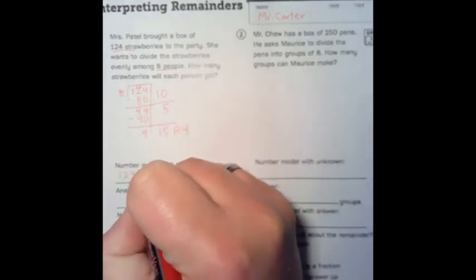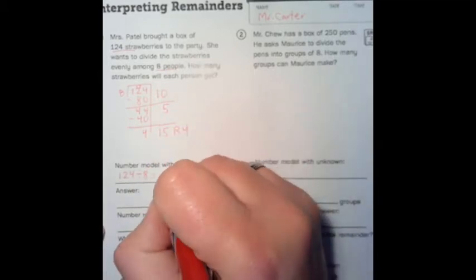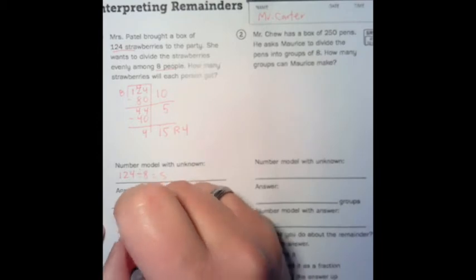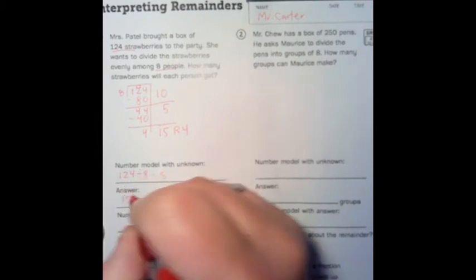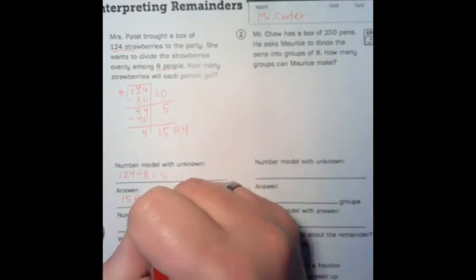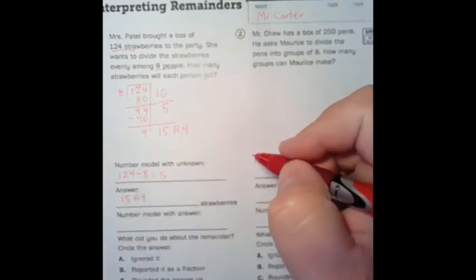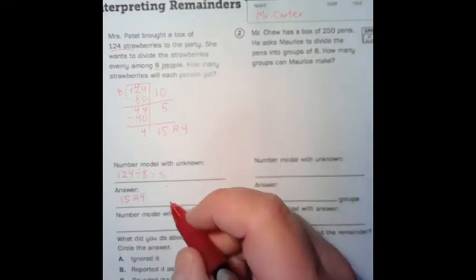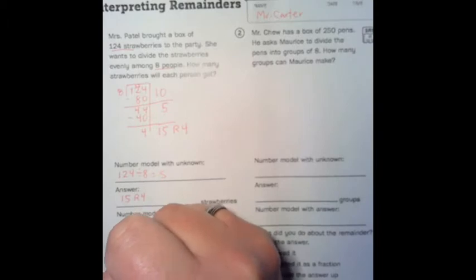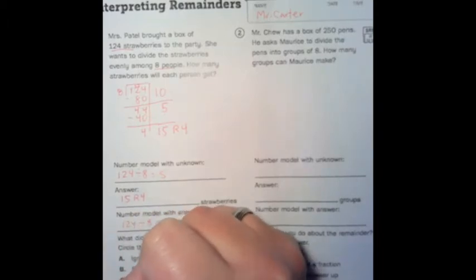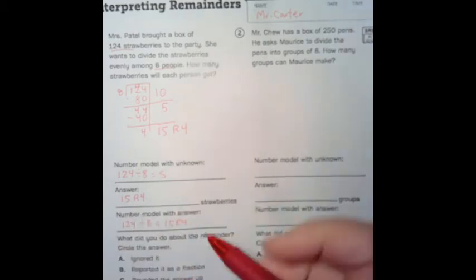124 divided by 8 equals S for our unknown. And then our answer would be 15 with a remainder of 4. But we got to take a closer look at that. Actually, let me just go down here and finish this out. So we've got 124 again divided by 8, and our answer here is 15 with a remainder of 4. That's our number model with our answer.